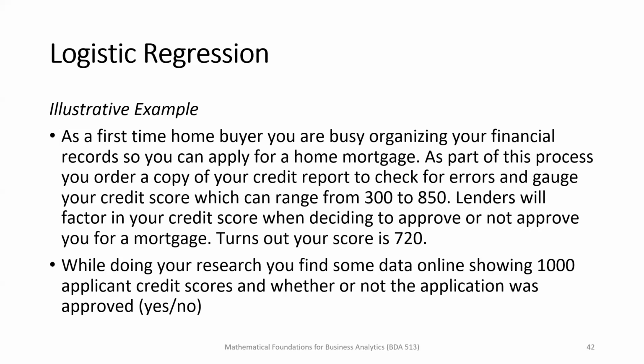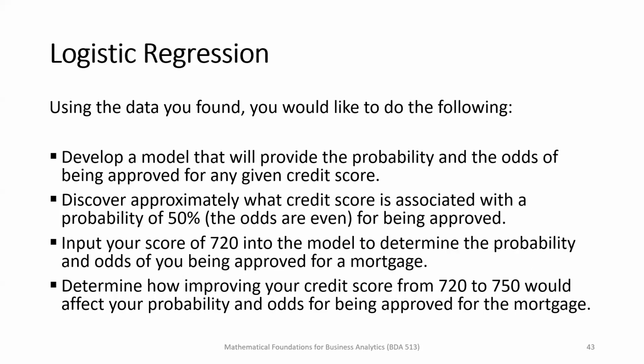While doing your research, you find some online data showing 1,000 applicant credit scores and whether or not the application was approved, yes or no. Using the data that you found, you develop a model that will provide the probability and the odds of being approved for a given credit score. Discover approximately what credit score is associated with a probability of 50% for being approved. And then you want to input your data into the model to determine the probability and odds of you being approved.